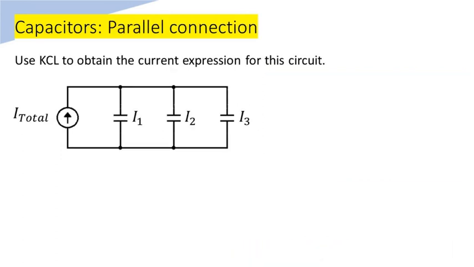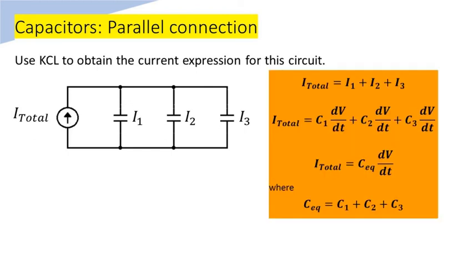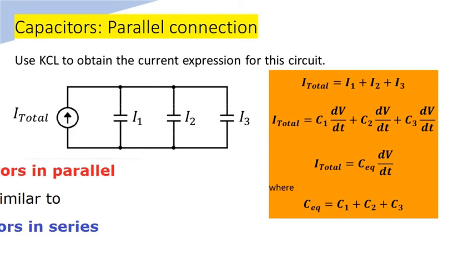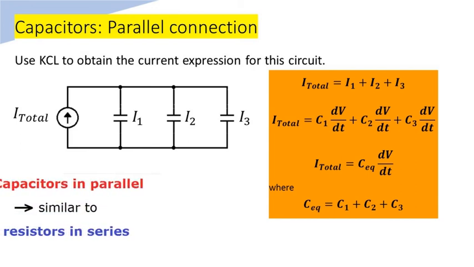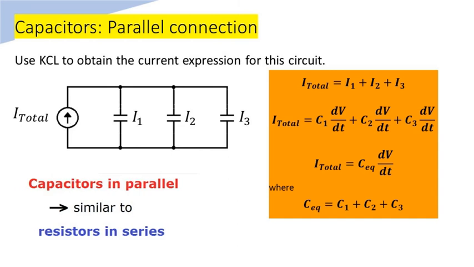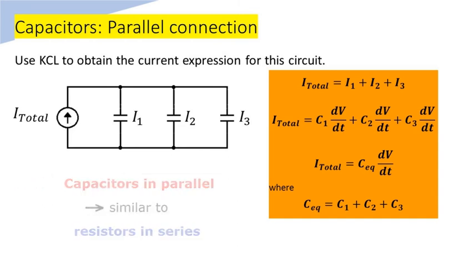Well, what about the equivalent capacitance when they are arranged in parallel? Over here, we have 3 capacitors lined up in parallel. To obtain the current expression, we apply Kirchhoff's current law, KCL. Then, we use the general expression of current across a capacitor and sort them accordingly. Once we do that, we can see that the total capacitance is similar to that of total resistance in series.